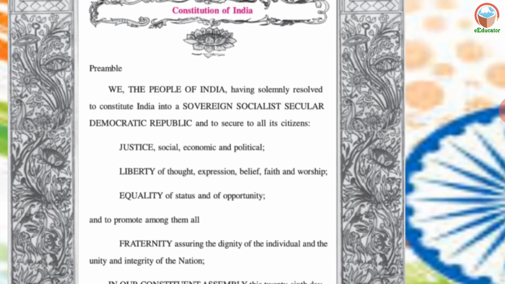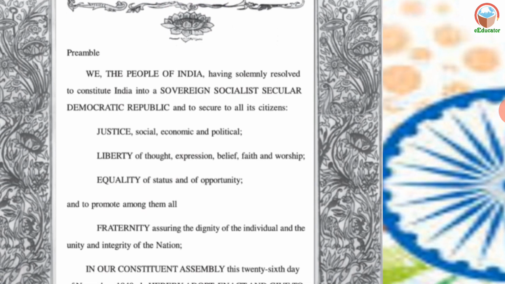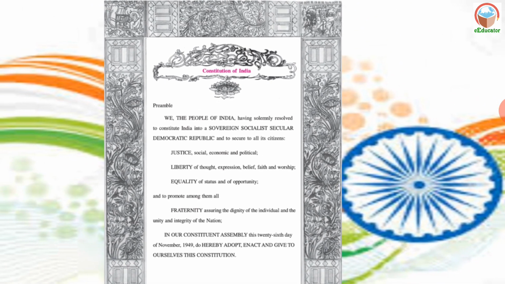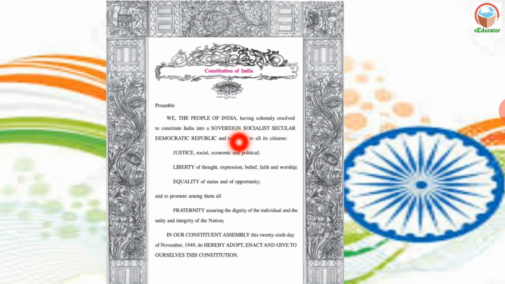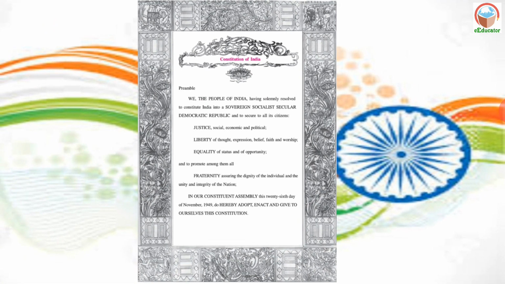So these are the words. Our constitution is based on these key words: sovereign, socialist, secular, democratic, republic, justice, liberty, equality, fraternity. These are the main principles and main ideas of our constitution. The preamble provides those ideas and principles. In short, we can say that the preamble is an introduction to our constitution. You can get the simple meaning and principles of the Indian constitution from it.